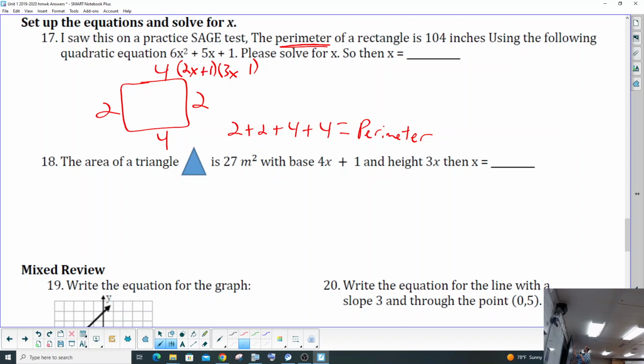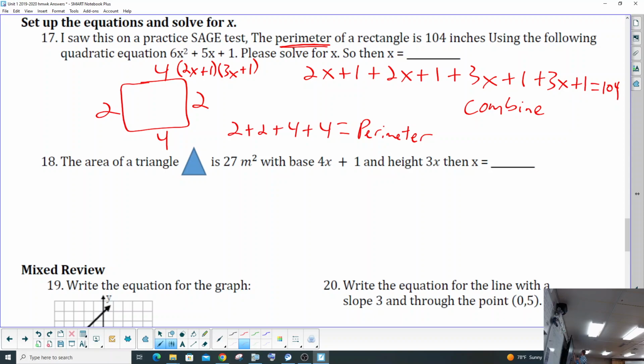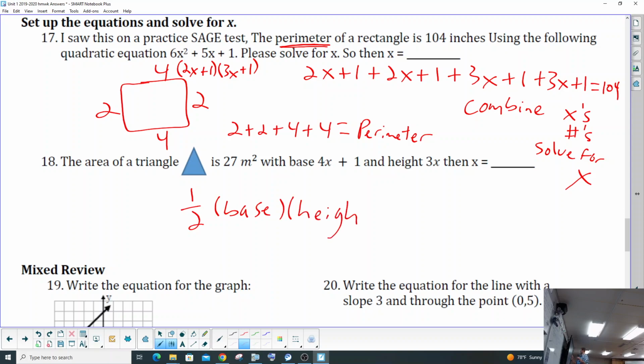With this one you want to factor this, and that gives your base and your height, like 2x and 3x, and the factors of 1 are 1 and 1. You're going to use those over and over: 2x plus 1 plus the other side of the rectangle, 2x plus 1, plus 3x plus 1 plus 3x plus 1. Set that equal to the perimeter, which is 104. Combine your x's and combine your numbers, then solve for x. Yeah, that was really tricky when we saw it in stage testing.